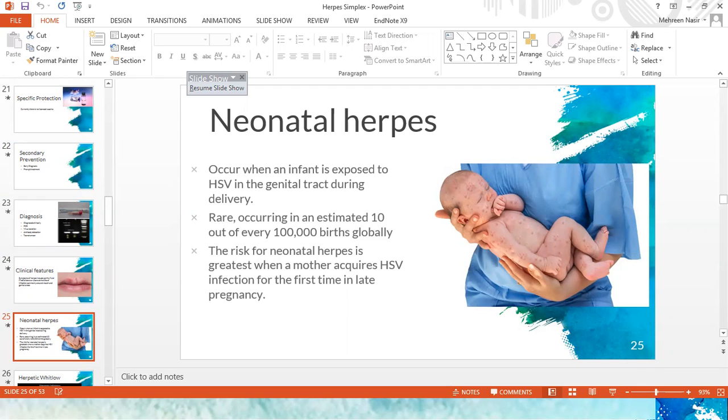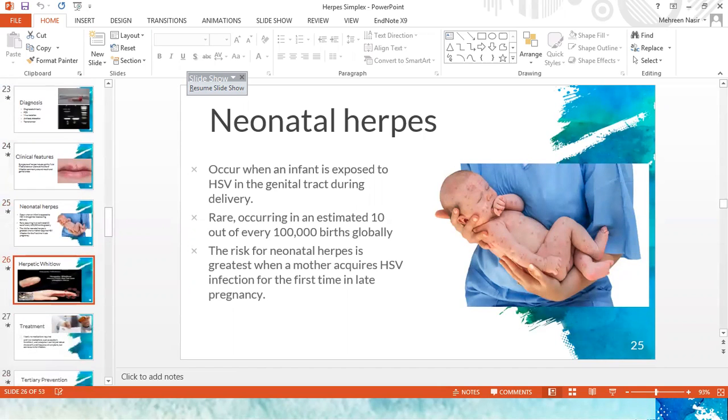the late pregnancy, because the first time the infection is very severe, and after frequent reactivation the severity of the infection decreases. And to treat neonatal herpes, if there is a clinical rash, we can treat it with antivirals such as acyclovir.